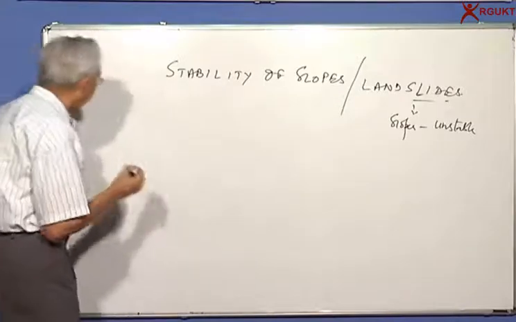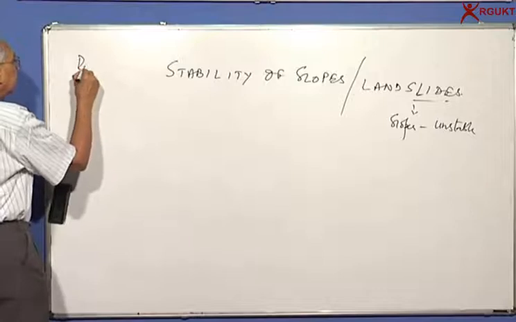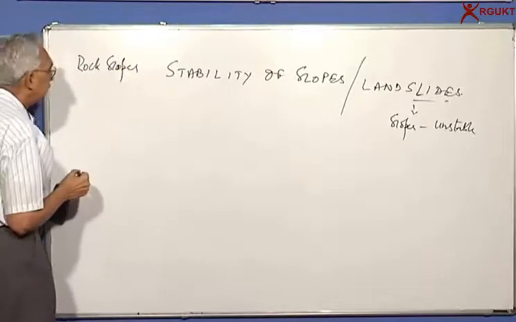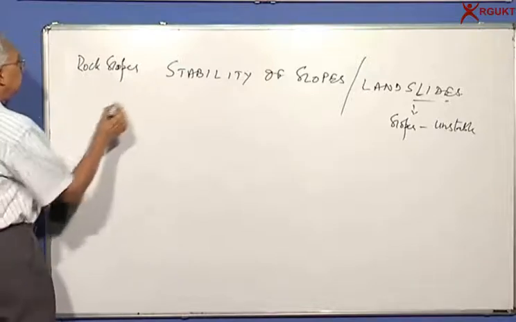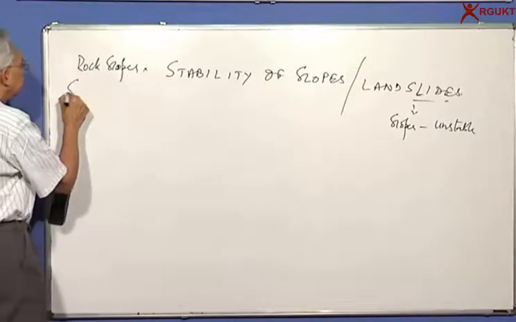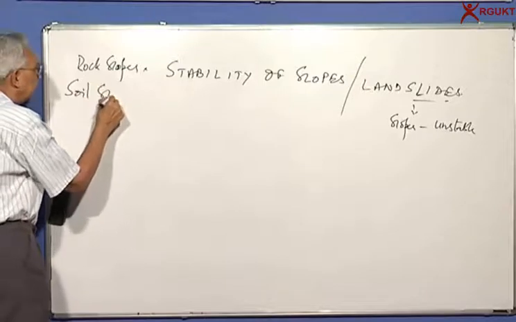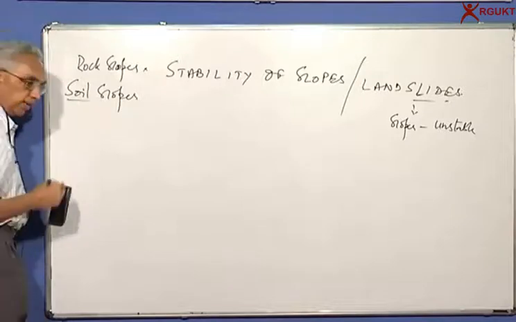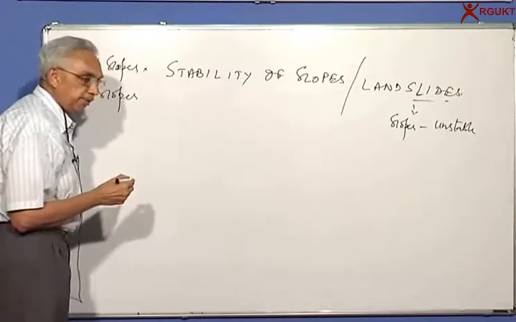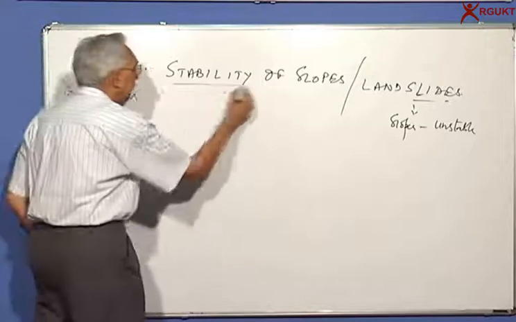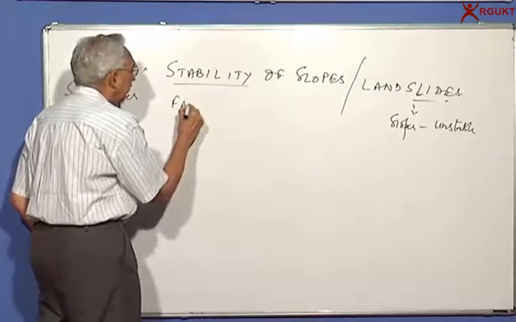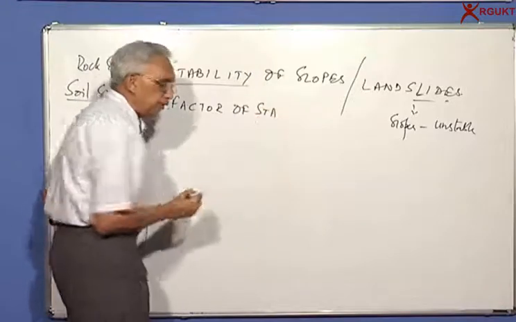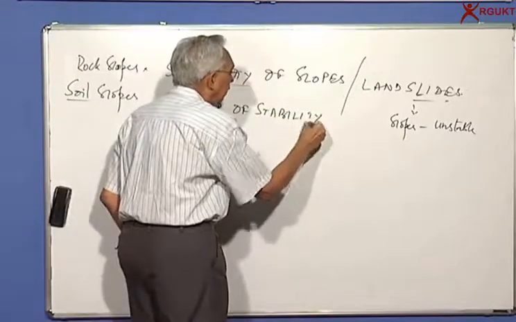We said that there are two kinds of material. You can have rock slopes, where the material is predominantly rock, jointed rock, etc. We will not be discussing that, but we will be talking of soil slopes, where the material of the slope is made out of soil. We basically try to express the stability in terms of what is called factor of safety. It gives you the margin of how safe it is.